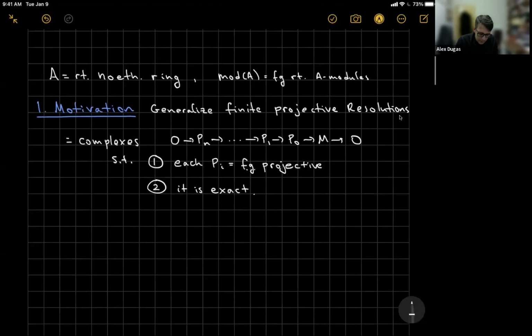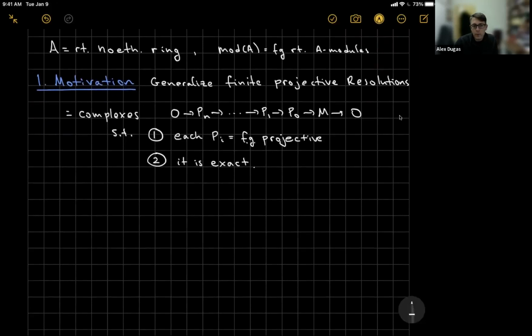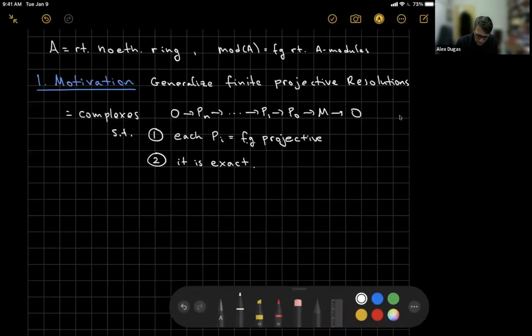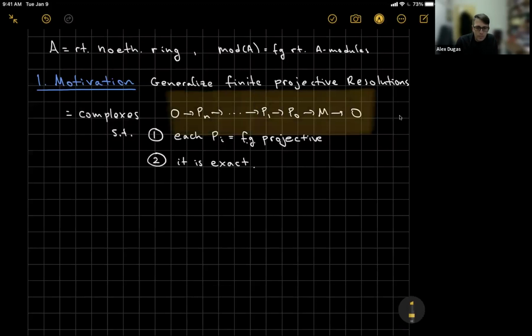So just to start, A will always denote a right Noetherian ring. I'll write mod A for the category of finitely generated right A modules. And our motivation is to basically generalize finite projective resolutions. As I'm sure you're all familiar, a finite projective resolution is just a complex, as we see here, where each of the terms P sub i is a finitely generated projective module. And also we require this complex to be exact.